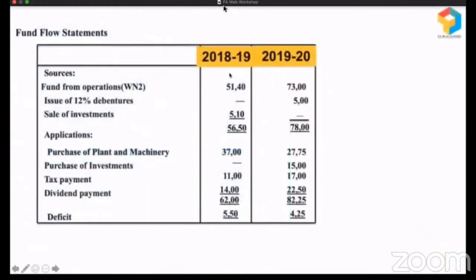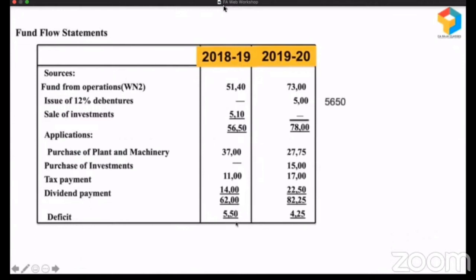Let me analyze this also so that you will get complete clarity about fund flow analysis. And here I'm not teaching you how to prepare a fund flow statement, but how to read it. Look, in 2018-19 they had long-term sources from operations and by selling investment of 5,650, and these are all their long-term uses. They purchased plant and machinery, they paid taxes, they paid dividend. So 5,650 was the source, 6,200 was the use, there was a deficit of 550.